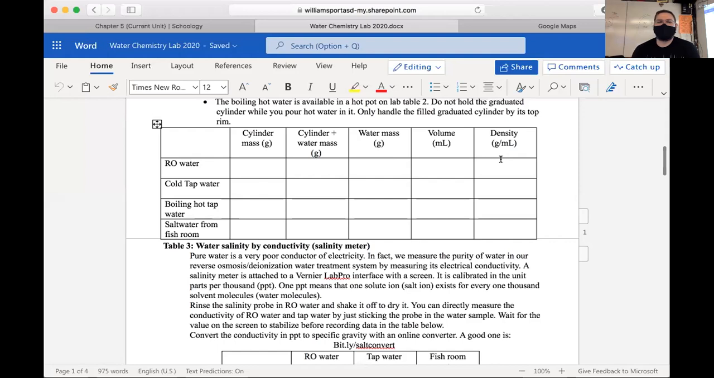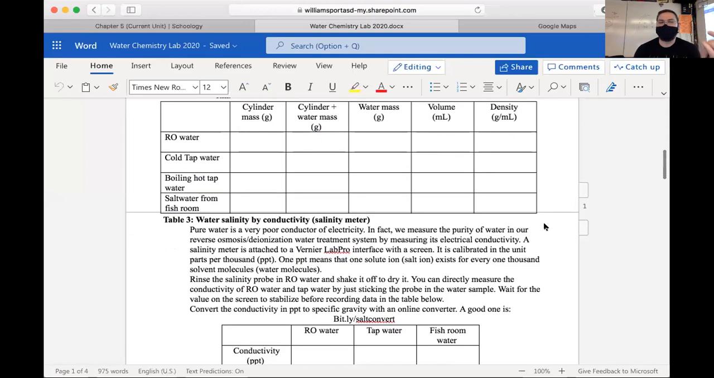So the density of cold water, hot water, RO water, they're all going to be pretty close to 1. But salt water from the fish room, its density is going to be kind of close to 1, but it's going to be a whole lot different than 1, because when you start dissolving salt in water, it has a significantly different density. So one way to tell how much salt is in water is by its density.